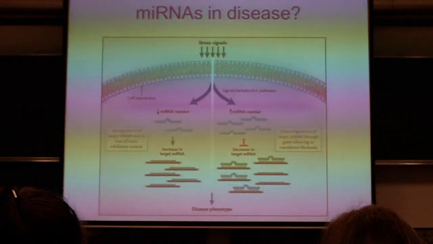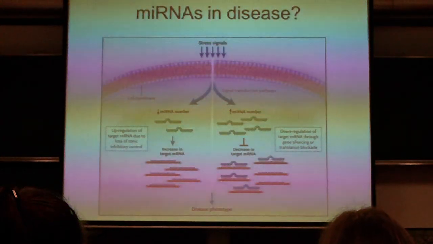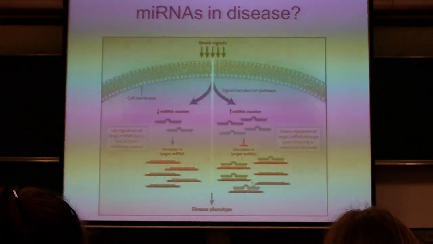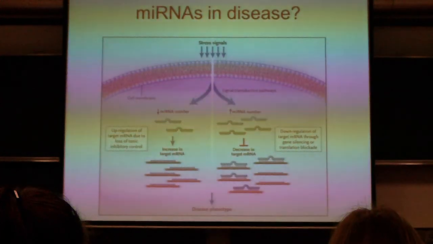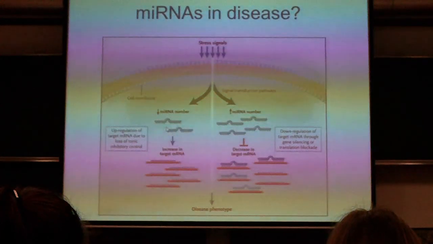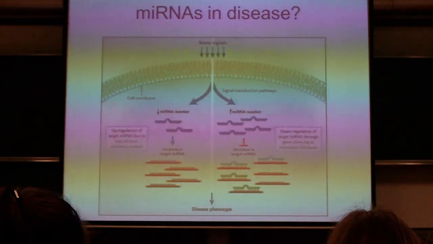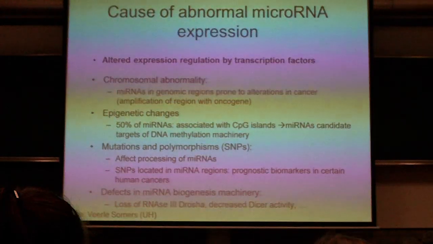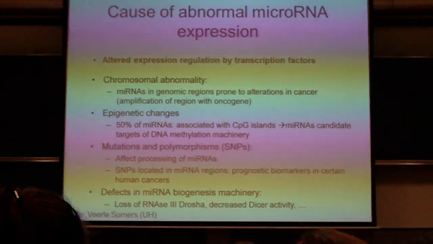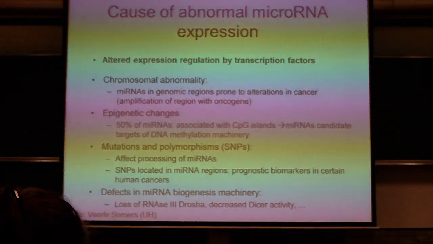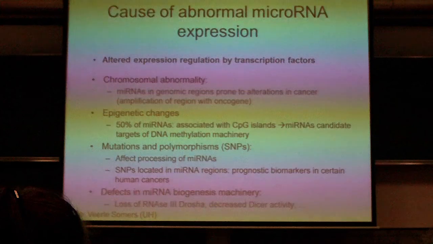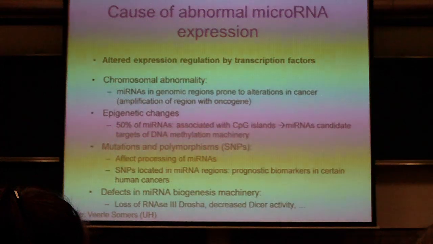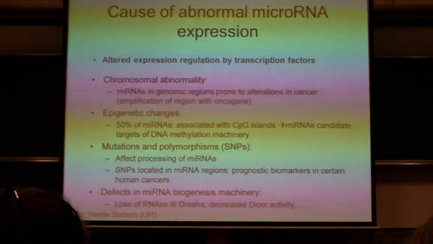On the one hand, an increase in microRNA number, as you can see on the right, will result in an increased repression of targets, so a decreased expression of messenger RNA. And on the other hand, a decrease in microRNA number will lead to an increase in the target messenger RNAs. So this is quite an opposite way of thinking. The cause of abnormal microRNA expression can be altered expression regulation by transcription factors, as I said before. For example, when in disease the SRF transcription factor is affected, then also the downstream microRNAs will be affected and the whole feedback loop will be modified.